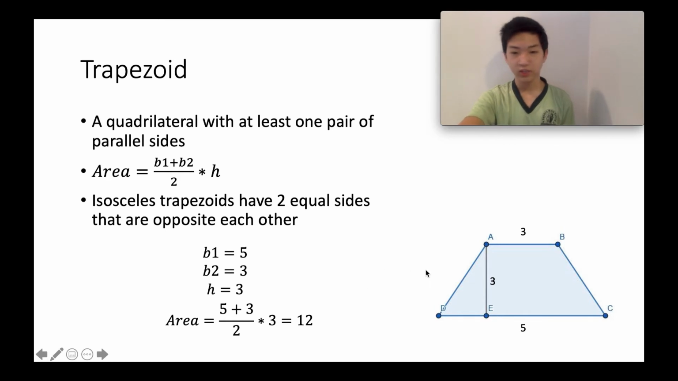And one thing I'll mention, the median of a trapezoid is drawn from the middle of each leg. In case you didn't know, a leg is the non-parallel side. And its length is equal to this part of the area formula, base 1 plus base 2 divided by 2. So if I were to draw the median here, it would be right like that, assuming that those two are the midpoints. And the length of that would be 4 because it's the average of the two bases.